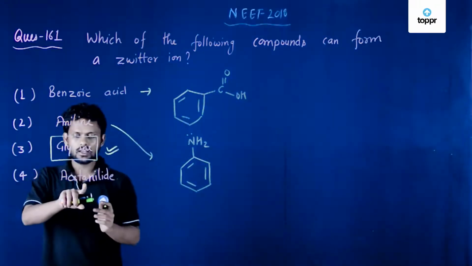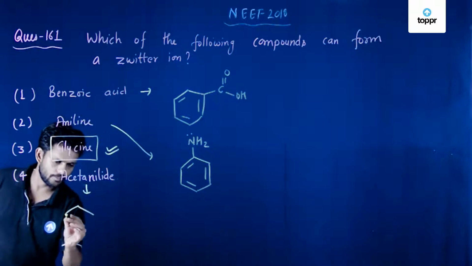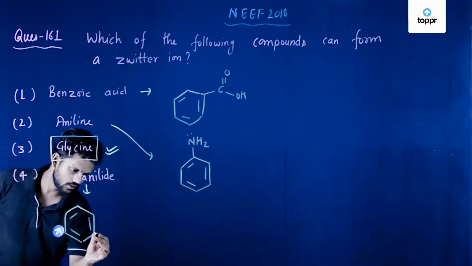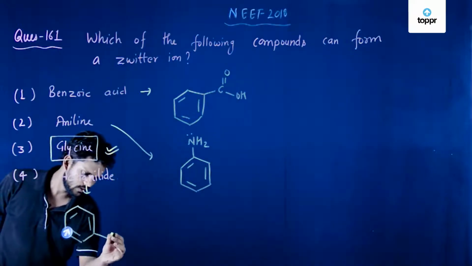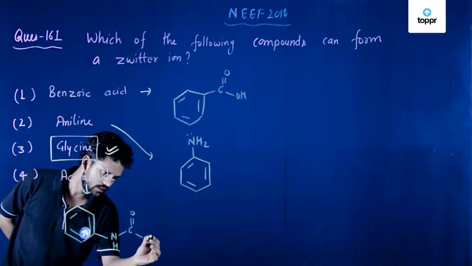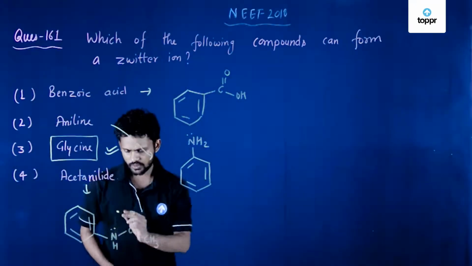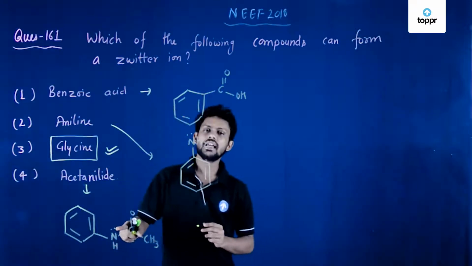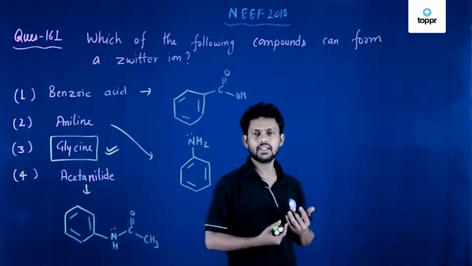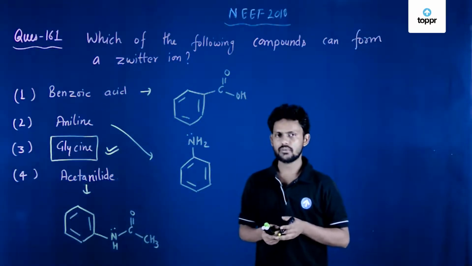If you look at acetanilide, this molecule is this, where we have NH, C double bond O, and CH3. In this molecule also you have a lone pair of electrons, so it can acquire a positive charge, but anywhere in this molecule it is not going to acquire both positive and negative charges simultaneously.